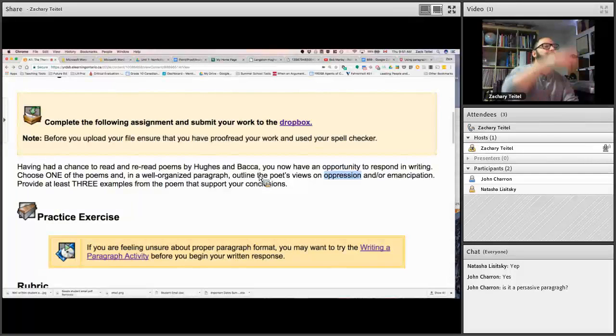But saying, based on Oppression by Langston Hughes, it could be said that Langston Hughes's views on oppression are the following, or Langston Hughes's view on oppression can be summed up in the three following points. You might end up having more, by the way. Down here, it says provide at least three examples from the poem, but potentially you could have more points. A quick note on that, I'm not going to just reward quantity. If you say, well, I'm going to put 10 examples in there, that doesn't mean you're going to get a better grade.